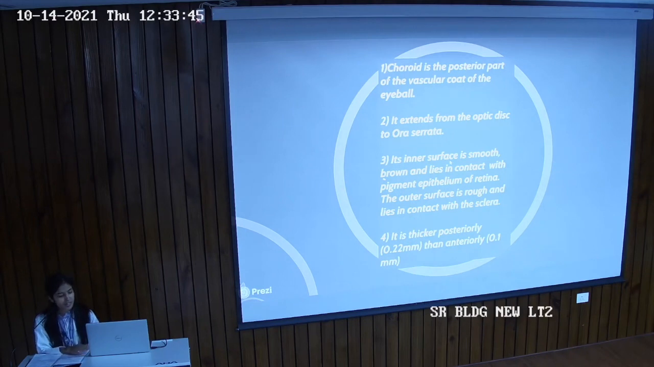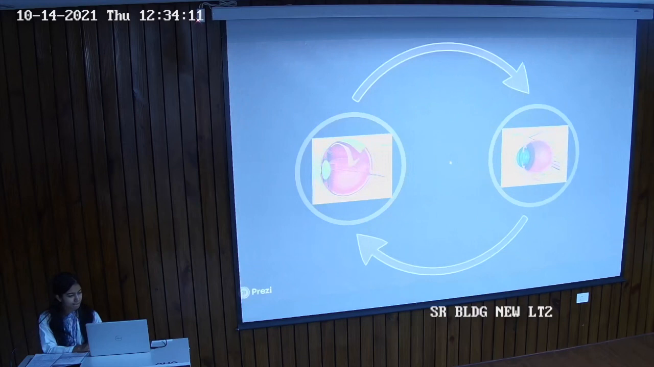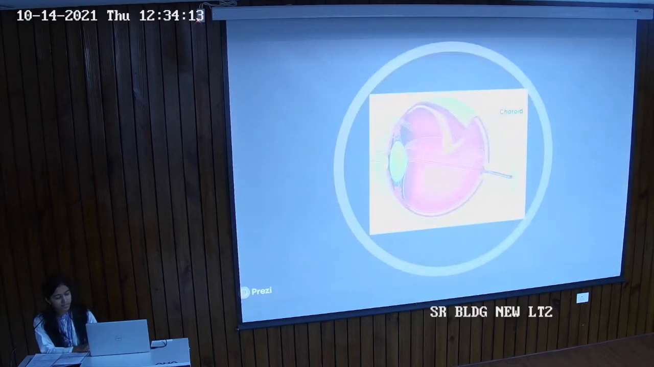Ora serrata is the point between the retina and the ciliary body. The inner surface of the choroid is smooth, brown, and lies in contact with the pigment epithelium of the retina, and the outer surface of the choroid is rough and lies in contact with the sclera. It is thicker posteriorly than anteriorly. This is the choroid layer, a red colored vascular structure.